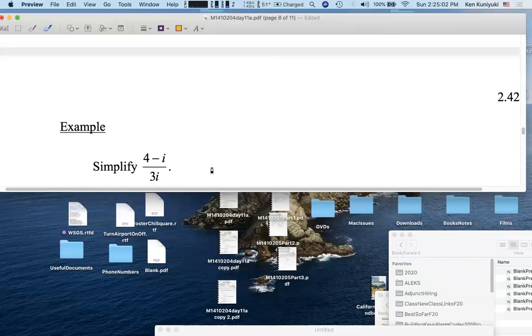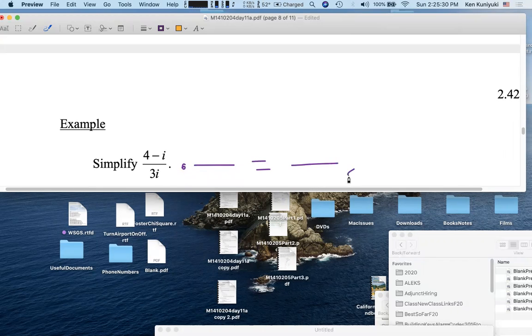Example. Let's simplify the following expression. We're dividing the complex number 4 minus i by the complex number 3i. We want to express the quotient in standard form. Well, here's a question. What's a fast way of getting a real result? Remember, the goal here is that we want a real result, preferably rational.